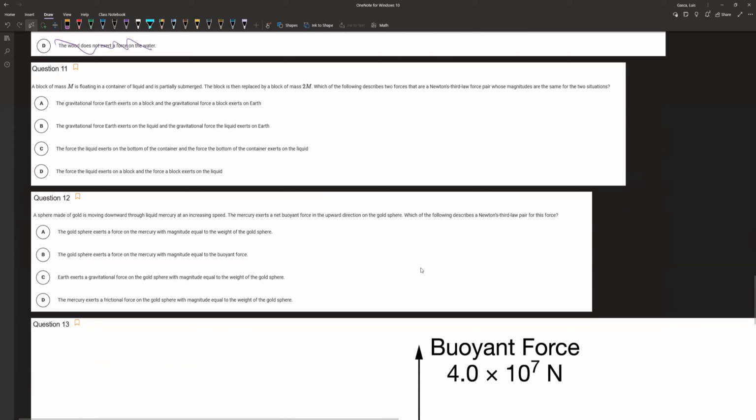Question 11. A block of mass M is floating in a container of liquid and is partially submerged. The block is then replaced by a block of mass 2m. Which of the following describes two forces that are Newton's third law force pair, whose magnitudes are the same for the two situations? I'm going to say this one's a little tough.